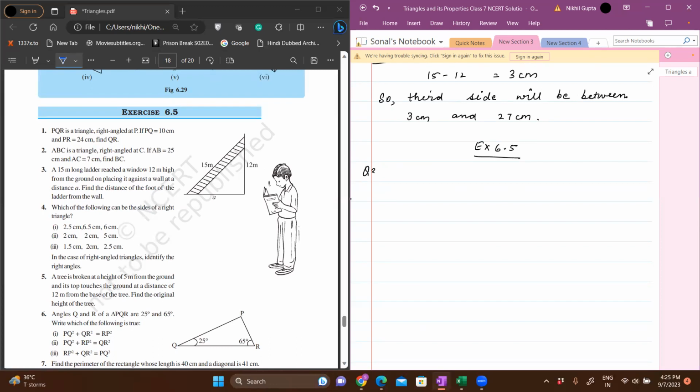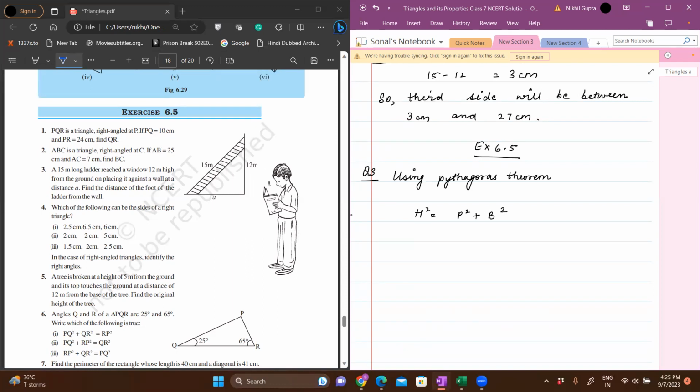I'm taking question 3 first of all from this. A 15-meter long ladder, as the figure has been shown to you, reached a window 12 meters high from the ground on placing it against the wall at a distance of A. Find the distance of the foot of the ladder. So when we need to find the distance of the foot of the ladder, we can use the Pythagoras theorem, which is h square is equal to p square plus b square.